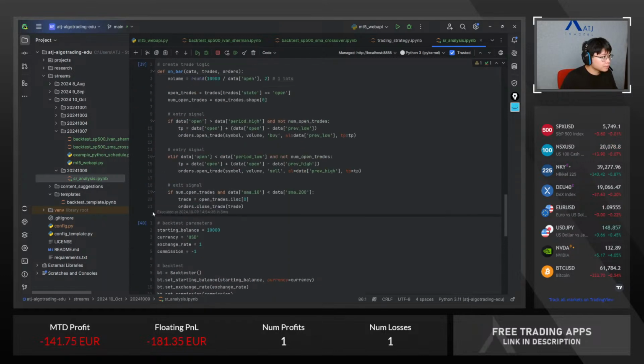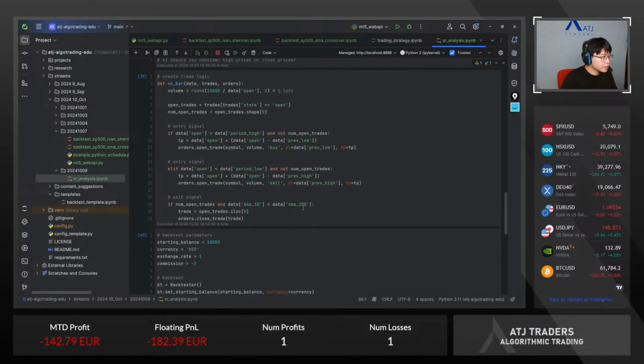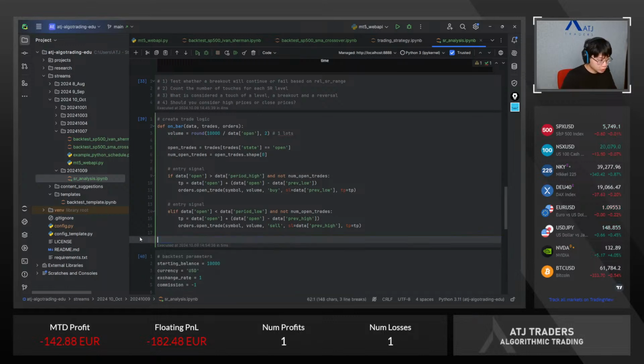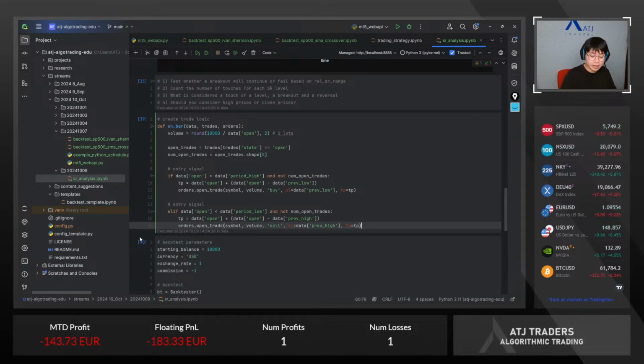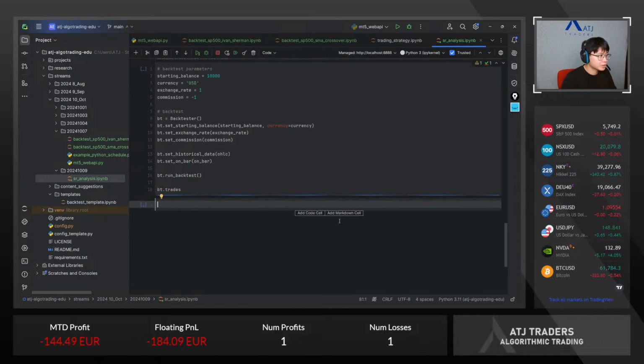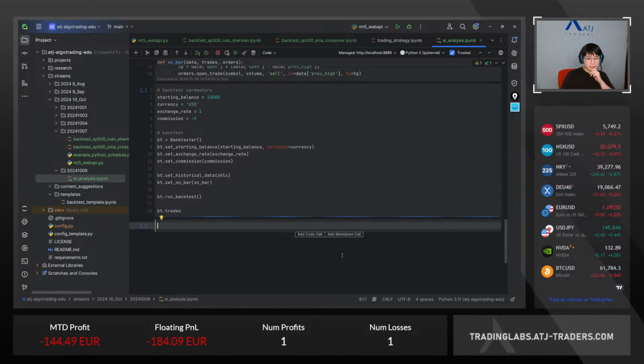Okay, so now I can try running this backtest. I also forgot to add the exit signal, but we don't have to because we now have take profit and stop loss already integrated in our backtester. So let's run this, and in my opinion, we are going to have a very bad backtest, but we can just try and see how it looks.